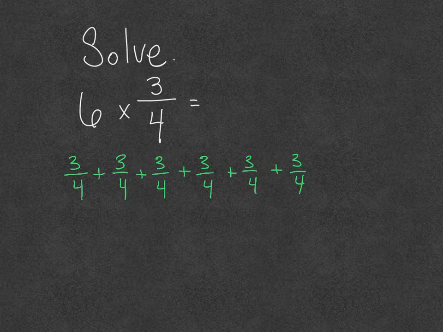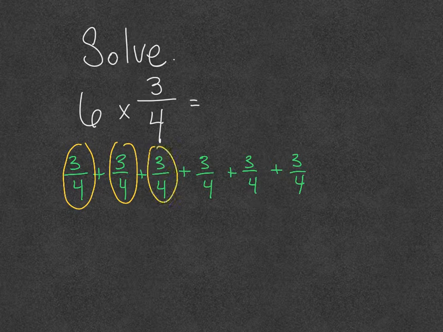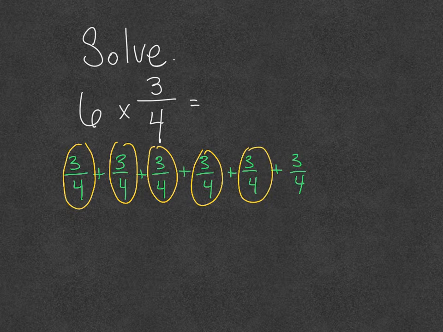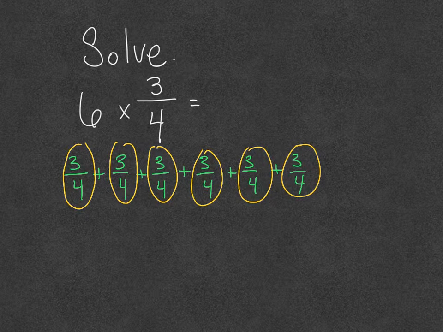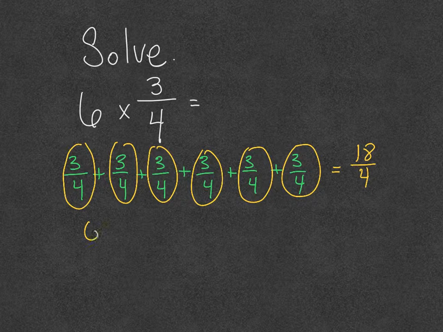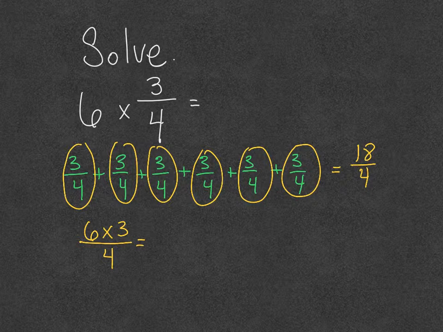So that's saying 6 groups of 3/4. 1, 2, 3, 4, 5, 6. And when we add all that up, we would get 18/4. So it's because 6 times 3 over 4 is 18/4. But we cannot leave 18/4 as our answer.